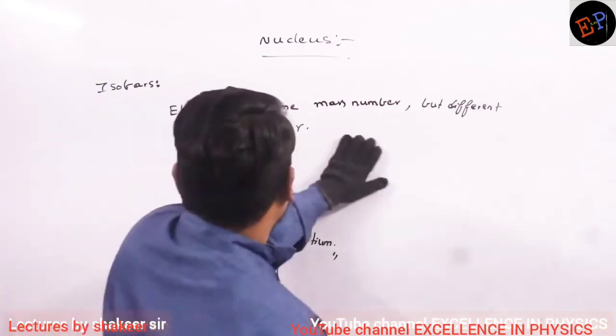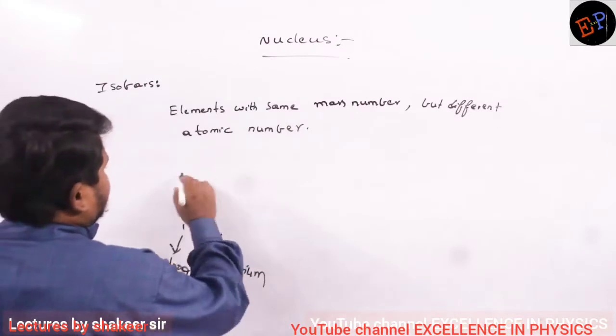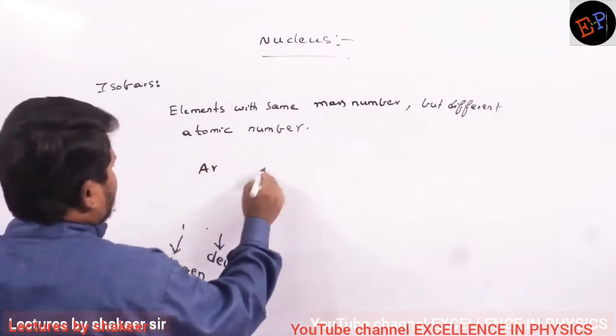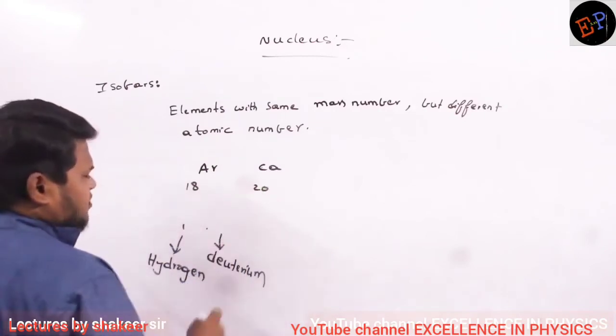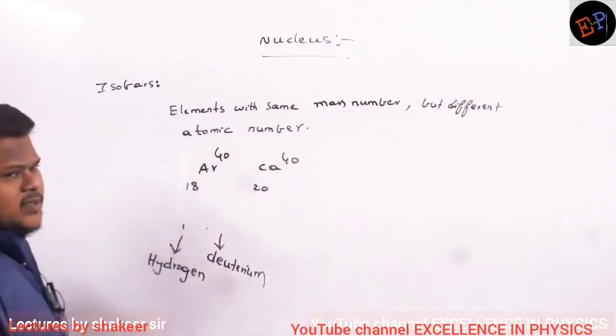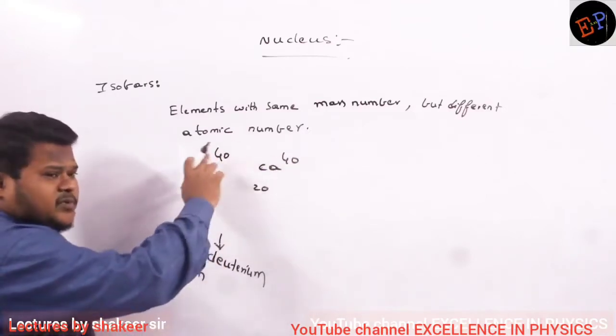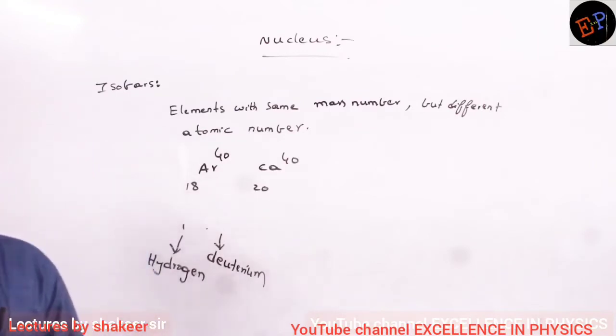Examples we will write here. For example, if you take argon and calcium, the atomic number of argon is 18, the atomic number of calcium is 20. Its mass number can be 40 and its mass number also can be 40. Mass numbers are the same but atomic numbers are different. So this is one example of isobars. Are you able to understand?